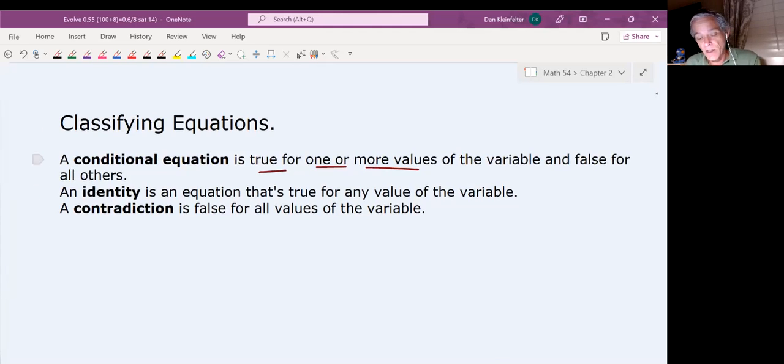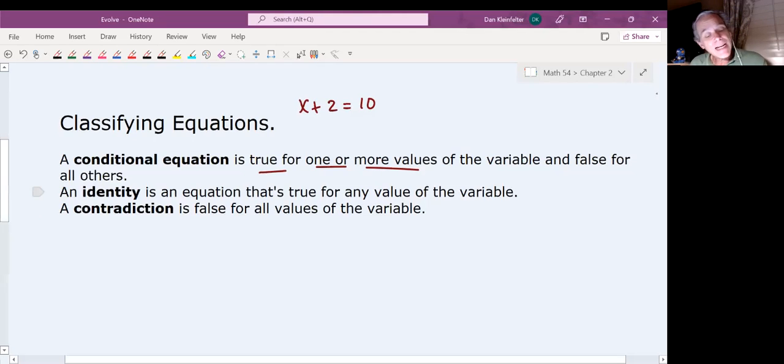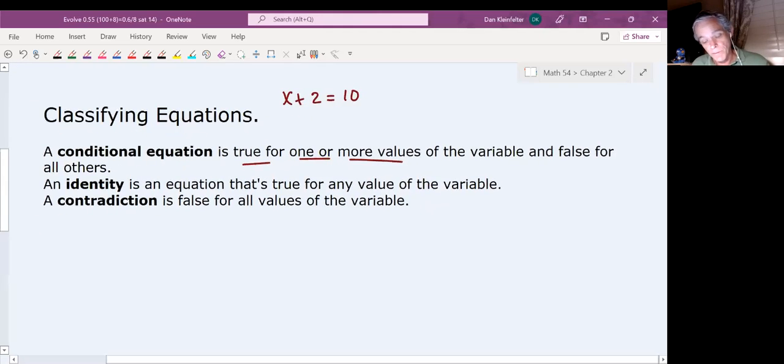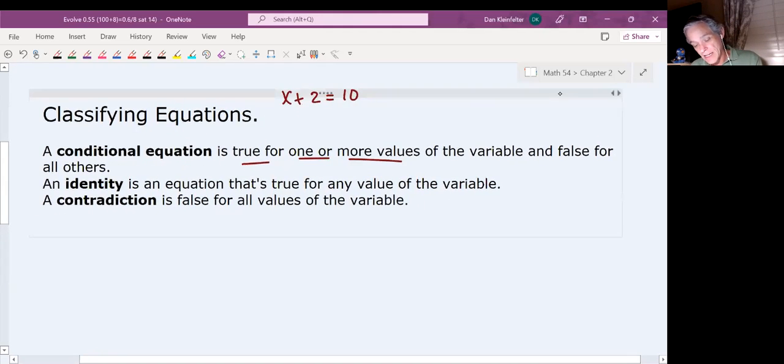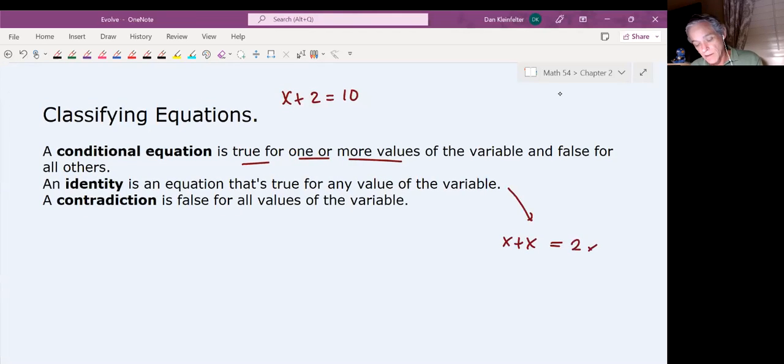An example of a conditional equation, an easy one, is all the ones we've seen so far, or something like x plus 2 equals 10. Okay, nice easy equation. That's true if x is 8, and false every other time. That's an example of a conditional equation. An identity is an equation that's true for any value of the variable. So an example of an identity would be x plus x equals 2x.